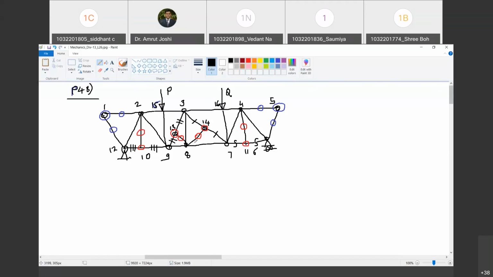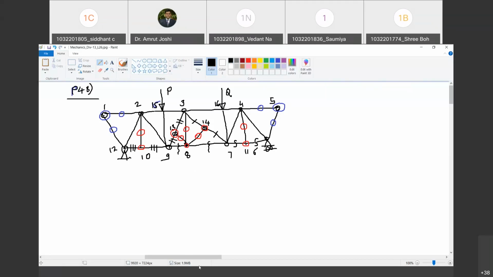Now look at joint number 8. Effectively, there are 1, 2, 3, 4, and 5 members meeting. But out of that, these 2 members are already zero force members. So isn't it as if there are only 3 members meeting at joint number 8? Out of which 2 are collinear. So the force in this member must be equal to 0, and the forces in these members must be equal. Now we have applied rule number 2 wherever possible.